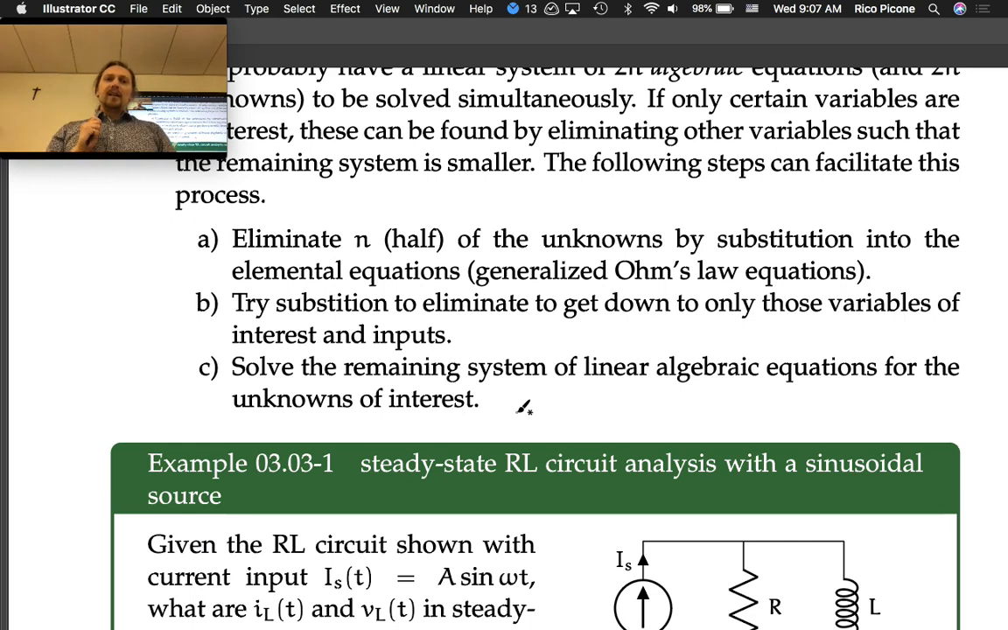The next step is try substitution to eliminate, to get down to only those variables of interest and inputs. So you are going to have a set of equations left. They're algebraic, so you can solve in any method that you want. I'm suggesting try substitution to get down only to those variables of interest and inputs, but you could use elimination. You could use a matrix method using linear algebra techniques. That's all fine. And then solve the remaining system of linear algebraic equations for the unknowns of interest.